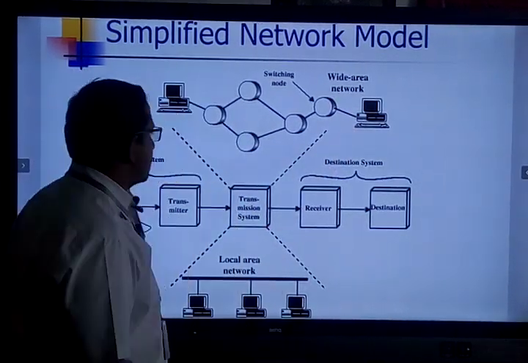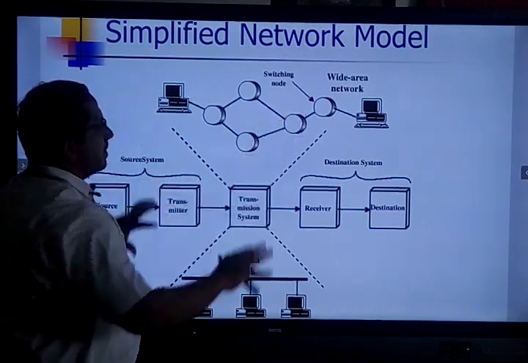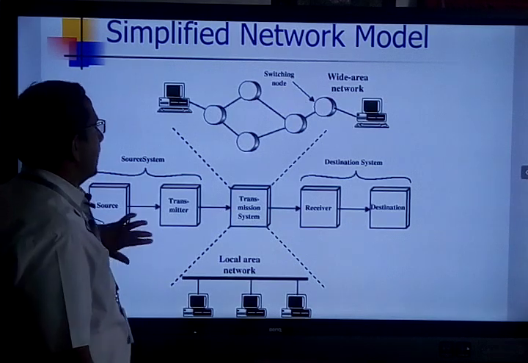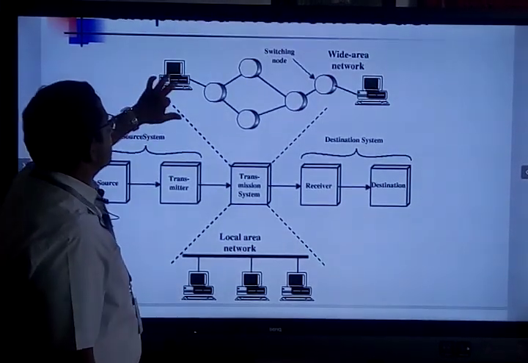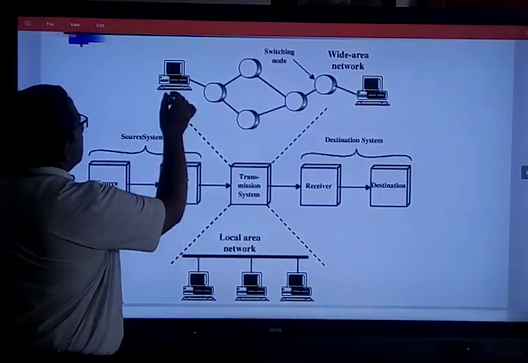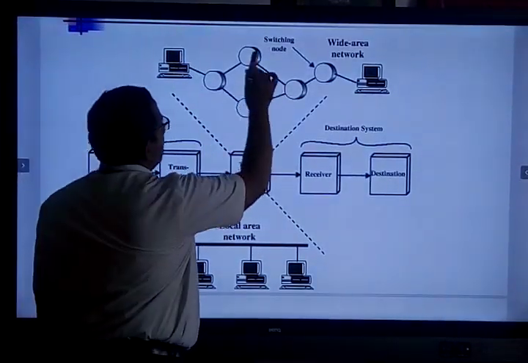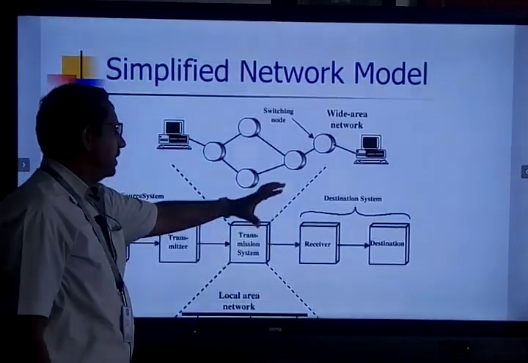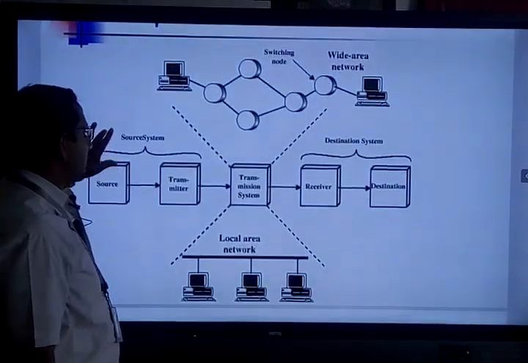That means a network comprises many other networks in the process of communication. If this is a source computer, I can take this as a destination computer, and the signal is going to traverse any one of the paths to the destination computer, following this basic block diagram representation.